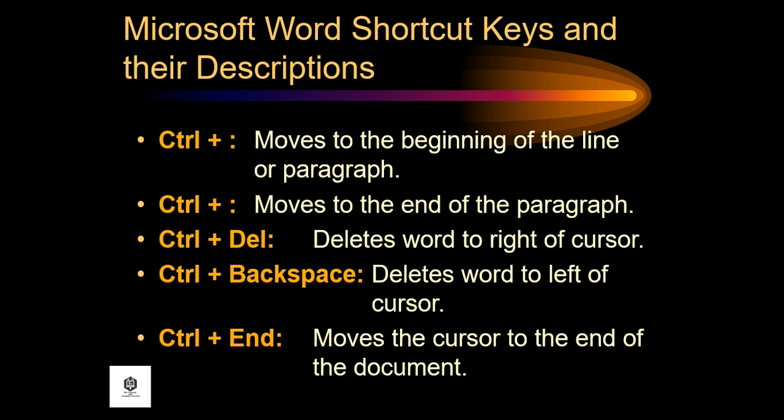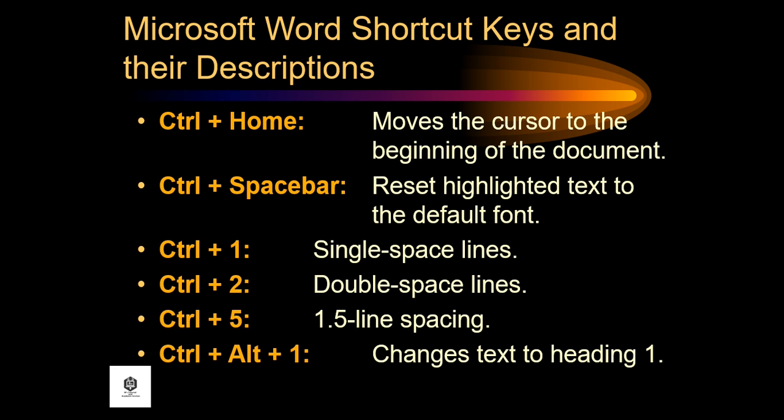Ctrl Delete deletes word to right of cursor. Ctrl Backspace deletes word to left of cursor. Ctrl End moves the cursor to the end of the document. Ctrl Home moves the cursor to the beginning of the document. Ctrl Spacebar resets highlighted text to the default font.